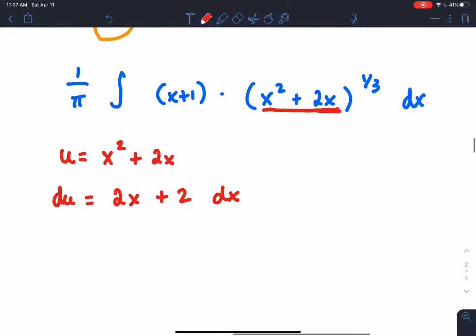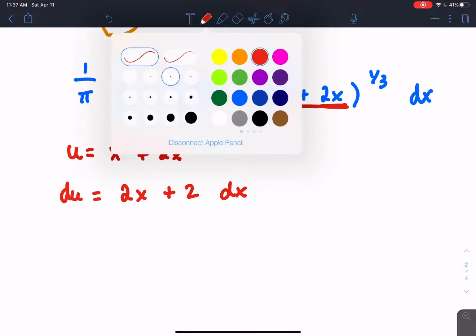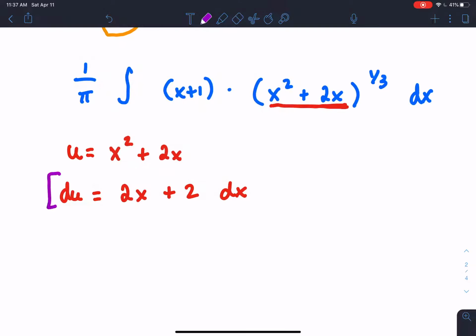Now looking at what you have, you have 2x plus 2, and then in your original, you have x plus 1. So what would you need to multiply 2x plus 2 by to get x plus 1? Now you should figure out that that should just be a half, right? So this is going to be 1/2 du. Now half of 2x is just 1x, and then half of 2 is 1. So you're keeping everything the same now in your problem.